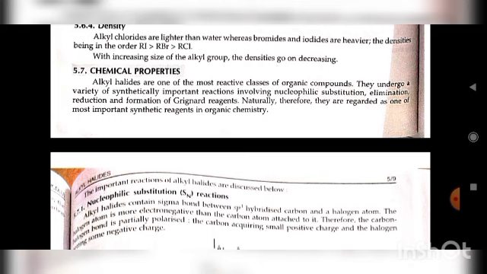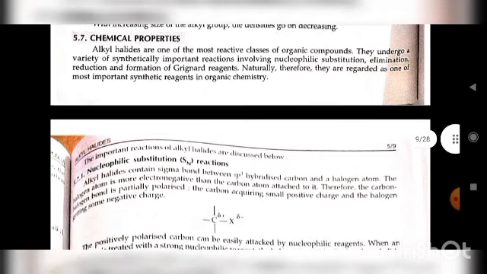Chemical properties. Alkyl halides are one of the most reactive classes of organic compounds. They undergo a variety of synthetically important reactions involving nucleophilic substitutions, eliminations, reductions, and formation of Grignard reagents. Naturally, therefore, they are regarded as one of the most important synthetic reagents in organic chemistry. The important reactions of alkyl halides are discussed below.